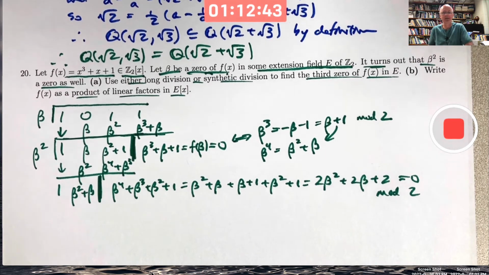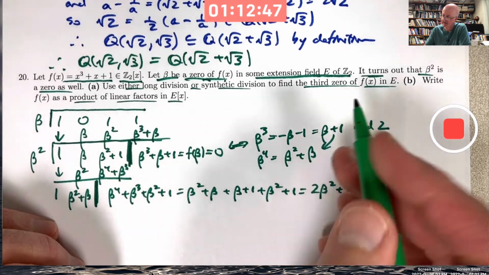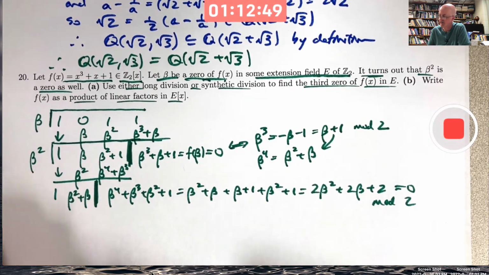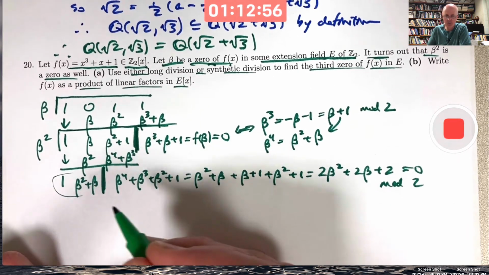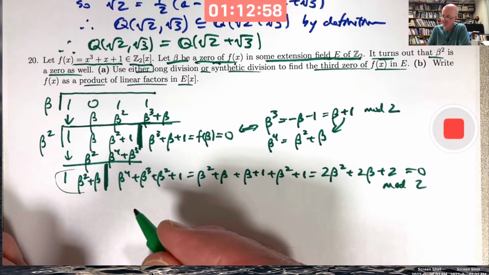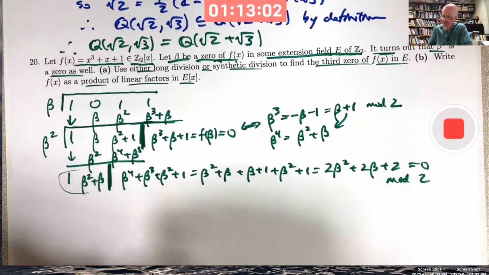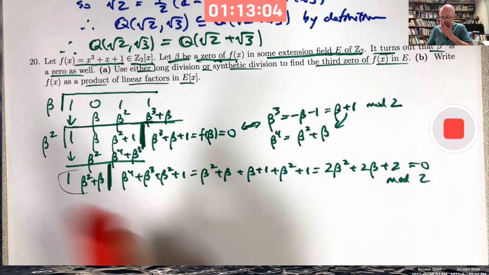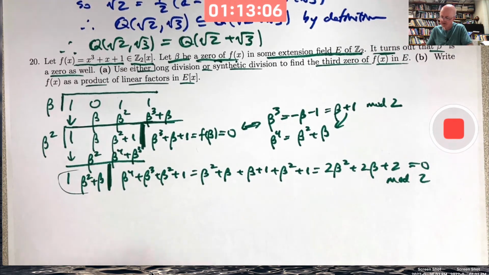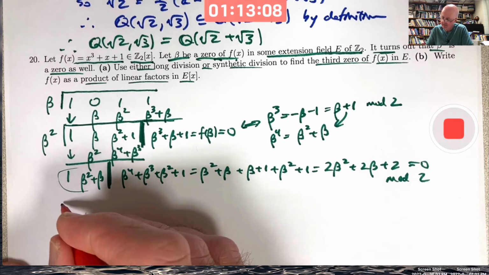The coefficients get modded by 2. That's the way this works for this kind of example when the base field is Z2. And in the extension field, you still mod the coefficients by 2. And this is the coefficients of the linear polynomial that's left. So this means I found the third 0.